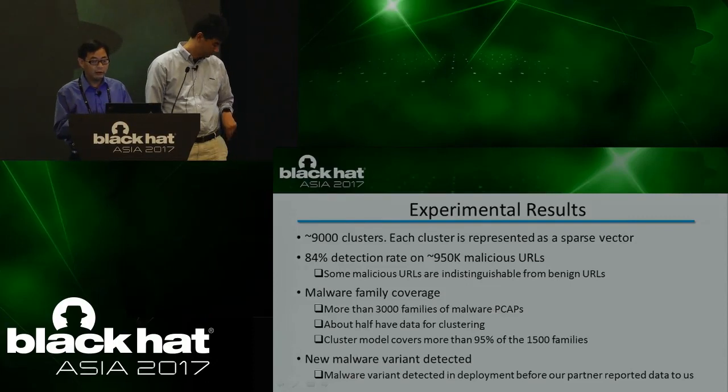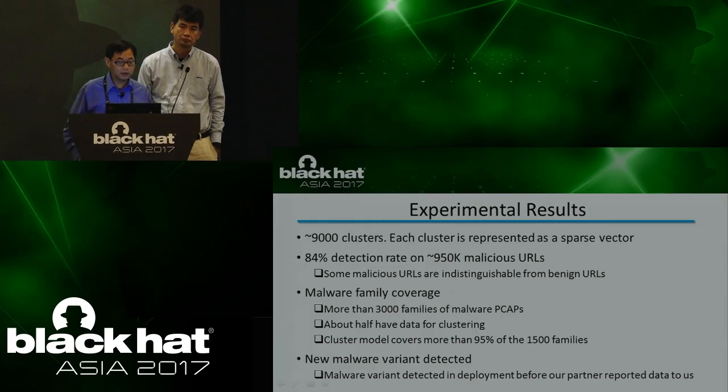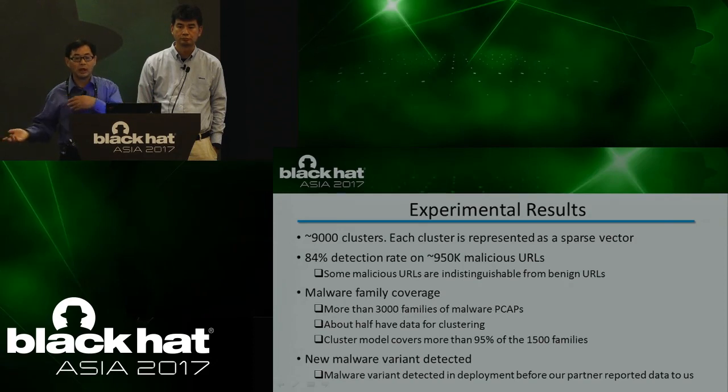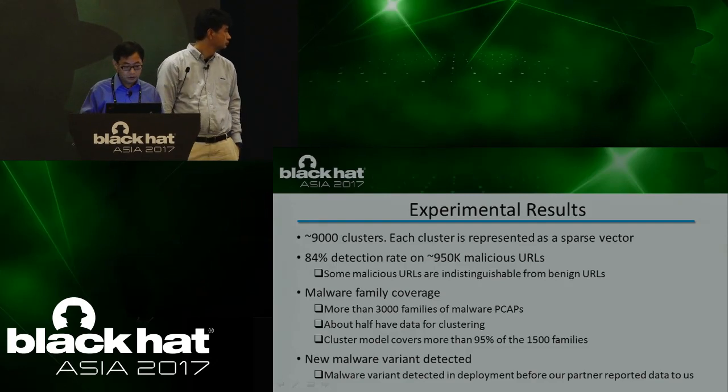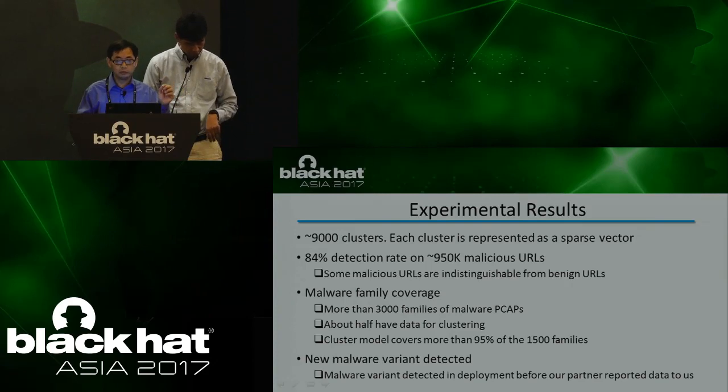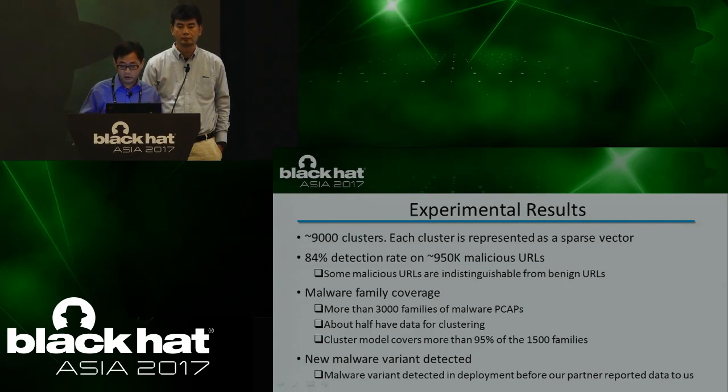Our result is pretty good. For the 9,000 clusters, we can achieve an 84% detection rate on a total of close to 1 million malicious URLs. We couldn't do 100% because some connections look exactly like the normal ones. We cannot tell the difference. The malware family coverage is not that good, but based on the information, HTTP has to be within that family. So we cover about 90% of the 1,500 families which have these HTTP connections. Actually, in the field, we detected some unknown URL connections which our vendor had not collected in the data yet, but we found this new one, just a slight malware parameter change.